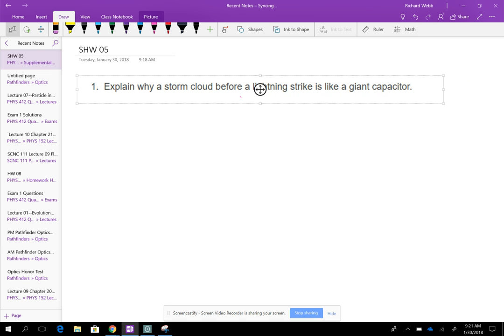Explain why a storm cloud before a lightning strike is like a giant capacitor. Because it's holding a lot of energy. I didn't think you could store energy, but then yesterday in lecture you said you could store energy. Yeah, a capacitor stores energy in the form of either a charge separation or an electric field.